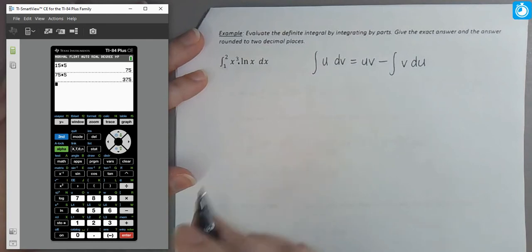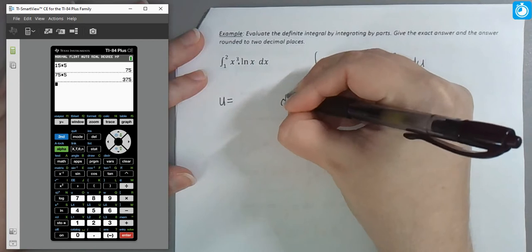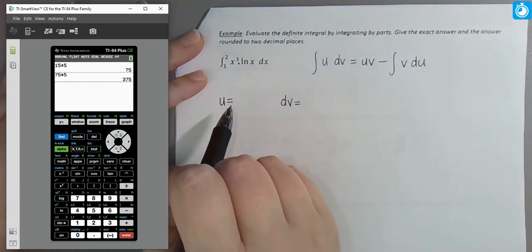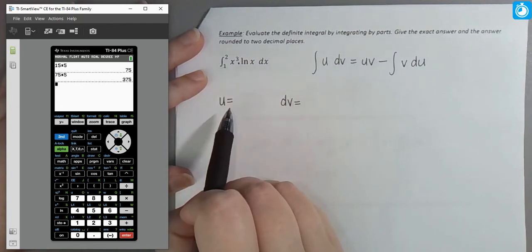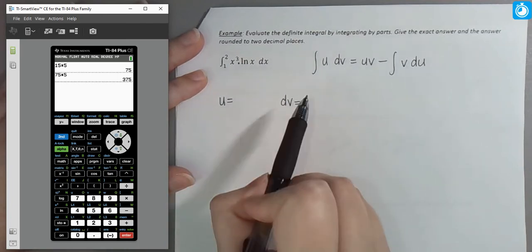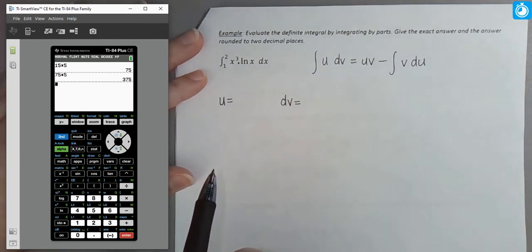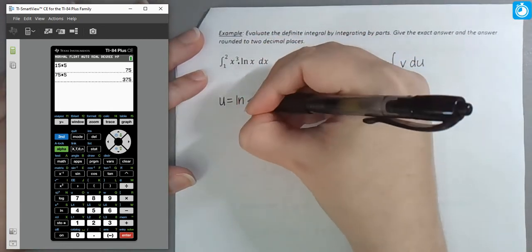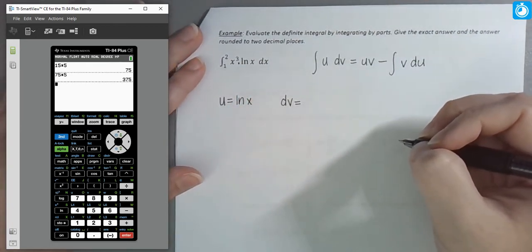Okay, so remember, our u needs to be something we can differentiate, and our dv needs to be something that we can integrate. Now, as soon as I see the natural log function, I know I'm kind of limited as to what I can do there. Natural log is not something that we have a direct antiderivative for. So I cannot choose natural log to be something associated with dv, because natural log is not something that I can directly integrate. So automatically, that means we're going to choose natural log as our value for u, because this is a function we can differentiate, even if we can't integrate it.